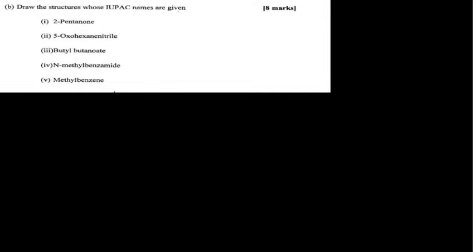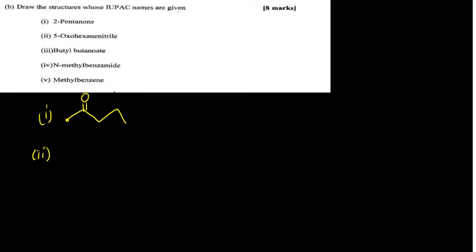Let's look at this one. Draw the structures whose IUPAC names are given: pentanone. Pentanone meaning 5 carbons. 1, 2, 3, 4, 5. At position number 2, whenever something ends in -one, we should know that the functional group for that one is a ketone. So at position number 2, we've got a double bond with oxygen. So that is 2-pentanone. And then we've got 5-oxohexane nitrile.